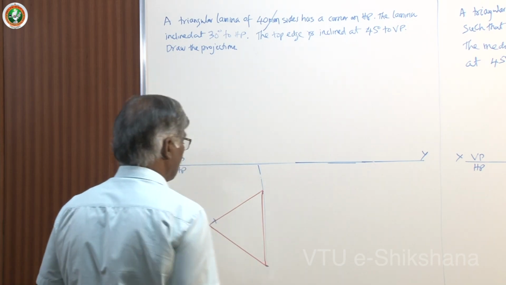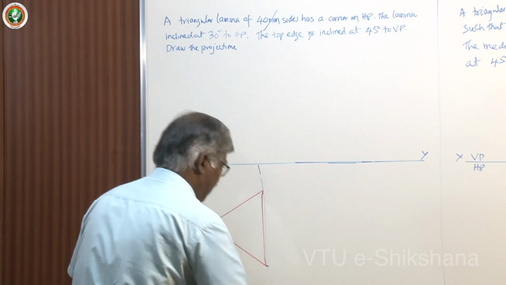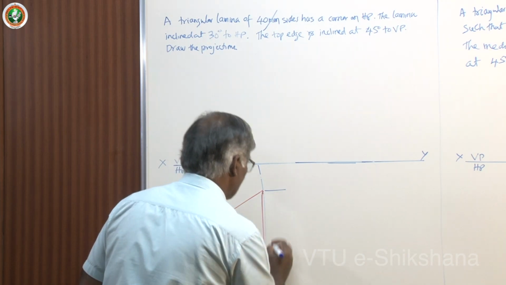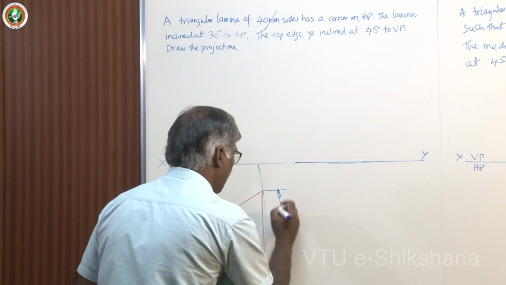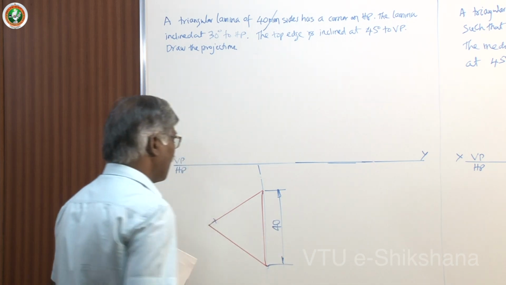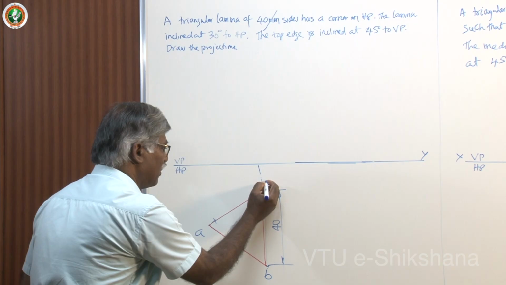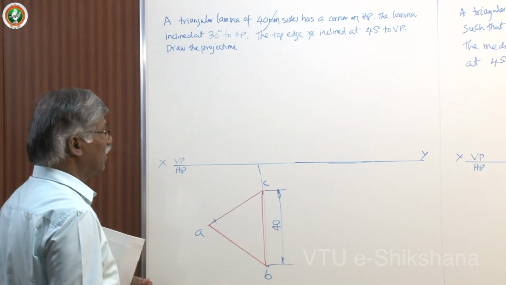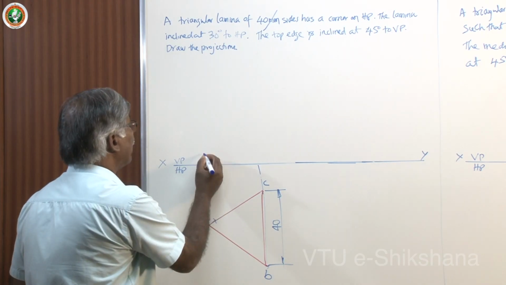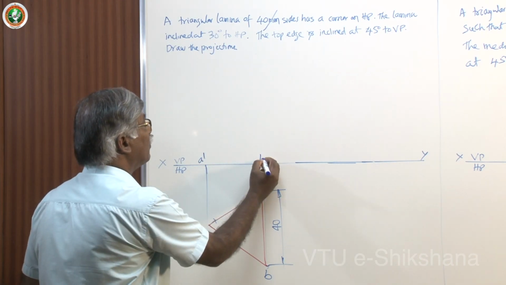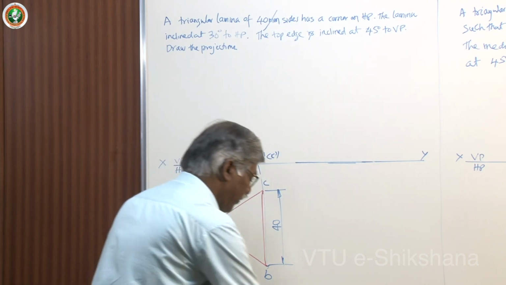Okay, this is a triangle of 40 mm sides. So dimension it. mm. A, B, C, D. Now, this is A projected onto the XY line, name it as A dash, B dash and C dash. C is not visible in front view.